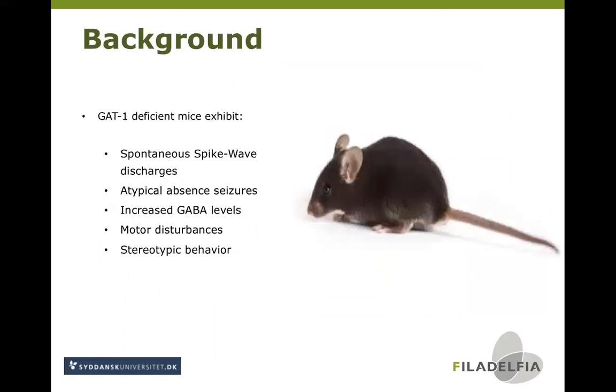There have been mice made that are GAT1 deficient, and they have spontaneous spike wave discharges, and also seizures in the form of atypical absences. And you can measure increased GABA levels in these mice. Furthermore, they display some motor disturbances, and they also have stereotypic behavior.